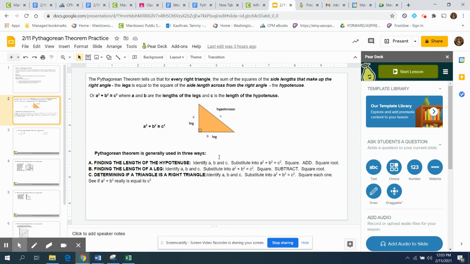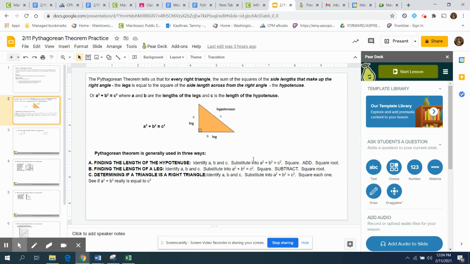Always first thing, identify A, B, and C, because that slanted line is always going to be your C. That's your hypotenuse. That's the side of the right triangle that's directly across from the right angle. And the two sides that make up the right angle are called your legs. So first thing, look at your triangle, label A, B, and C, and then you just substitute in the things that you know.